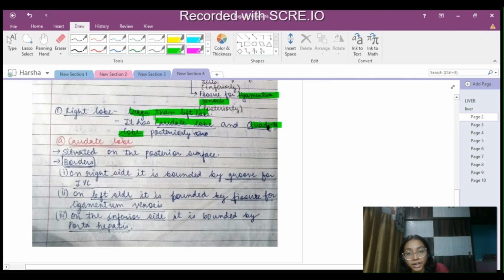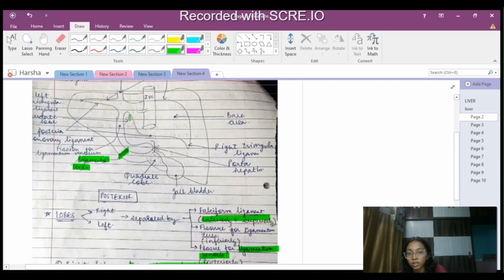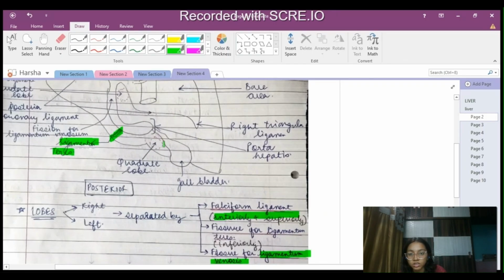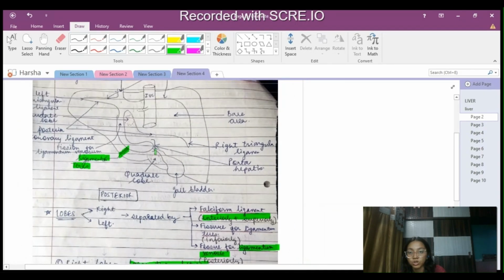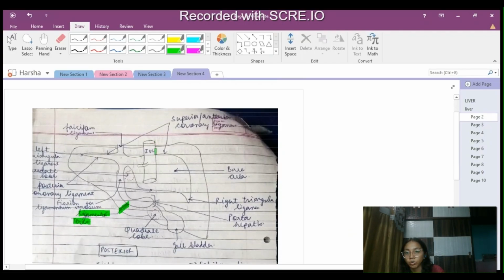Now what is the caudate lobe and what is the quadrate lobe? In this diagram, the lobe present over here is the caudate lobe, and the one marked with the dotted areas is the quadrate lobe. So what are the borders surrounding the caudate lobe?